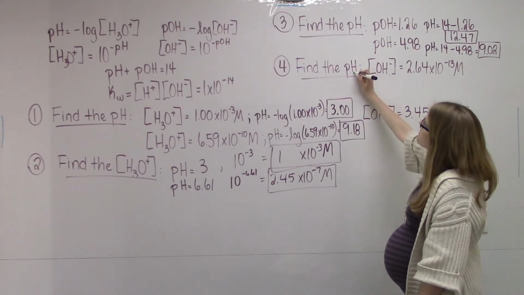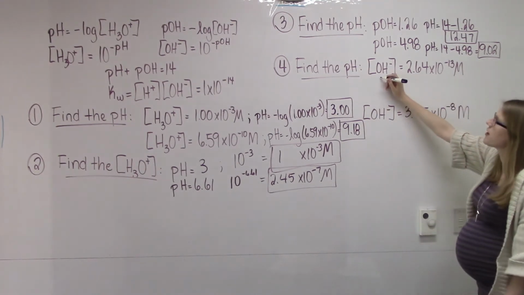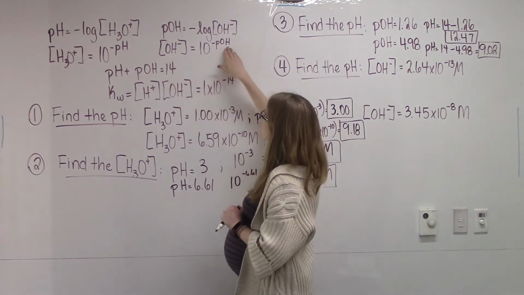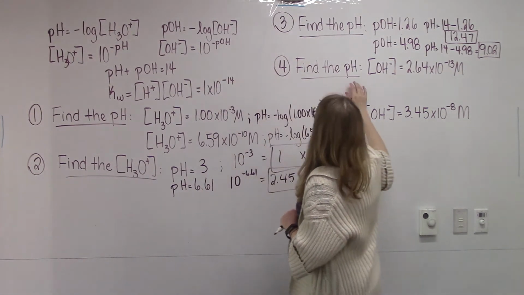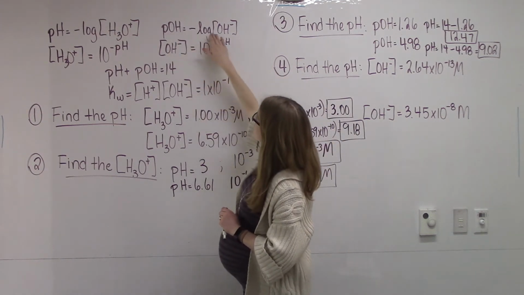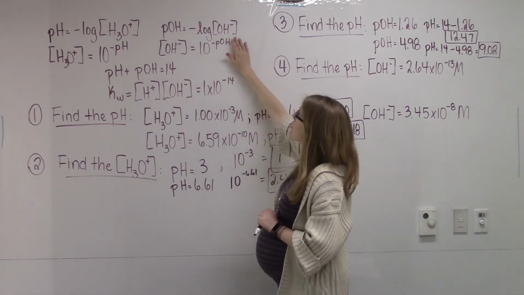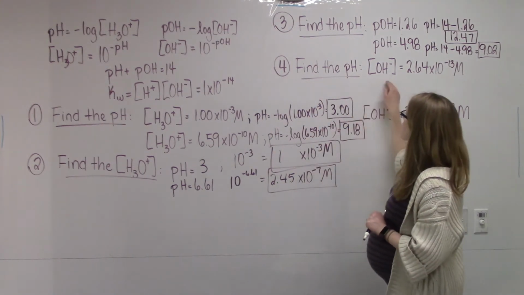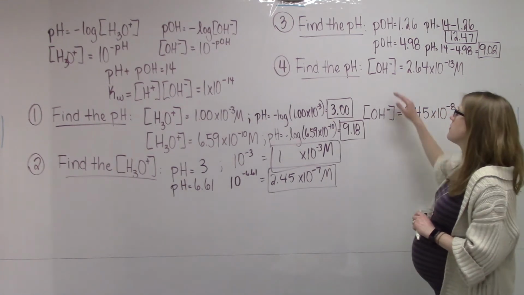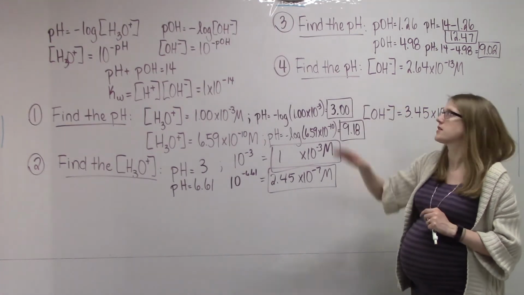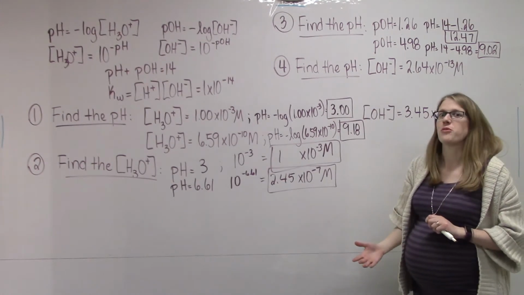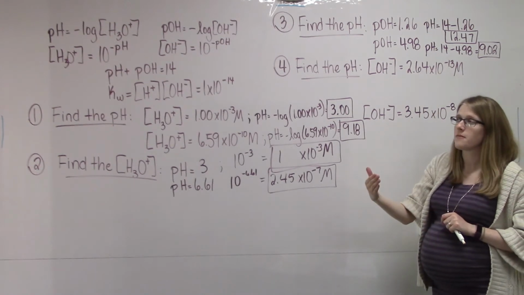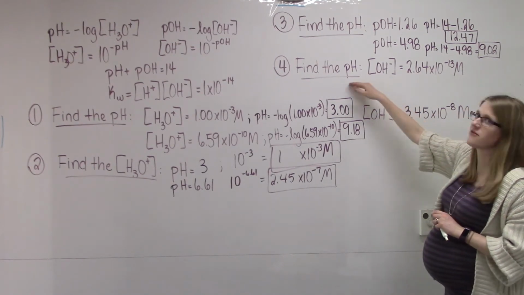Find the pH if the concentration of OH minus equals this. So let's come over here. We have the concentration of OH minus equals 10 to the negative pOH. We're trying to find pH. pOH equals negative log of the concentration of OH minus. But we don't have an actual formula that directly relates these two. We can't compare OH minus to pH directly, because pH is all about H plus. But you know what we can do? We can use this number to find the pOH, then we can use the pOH to find the pH.